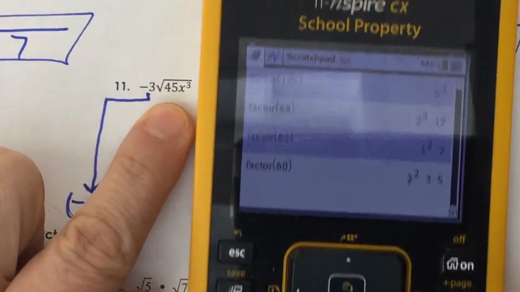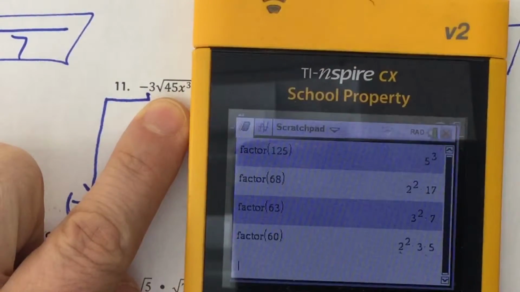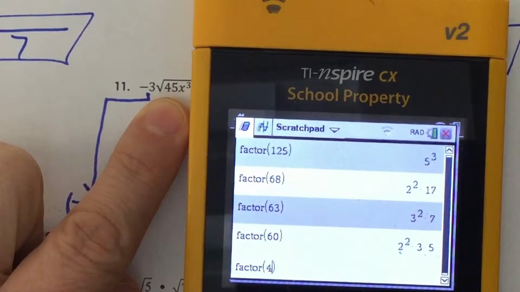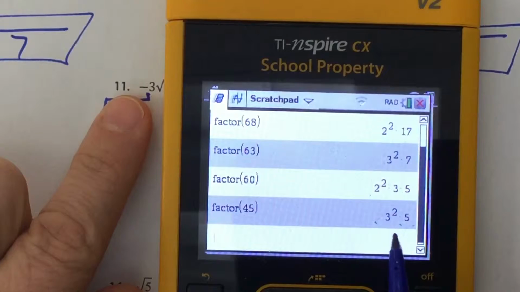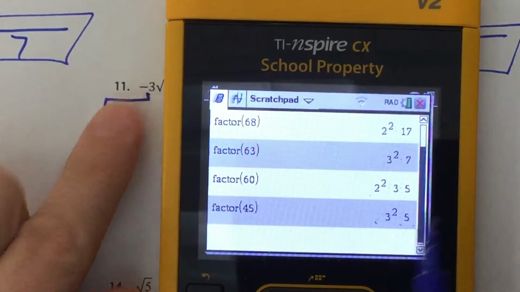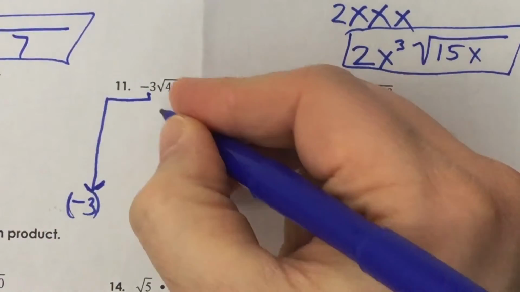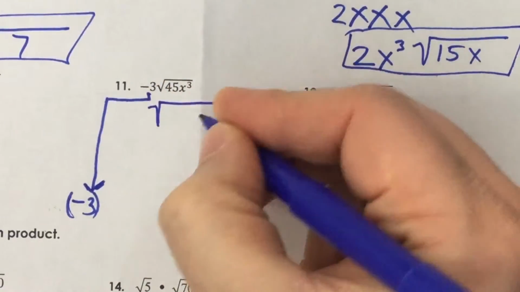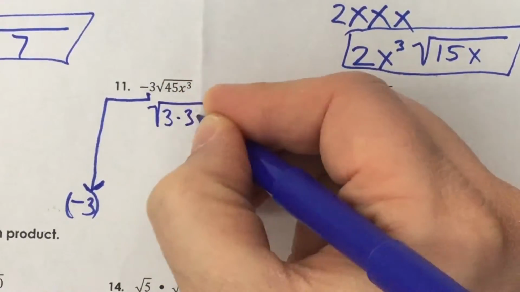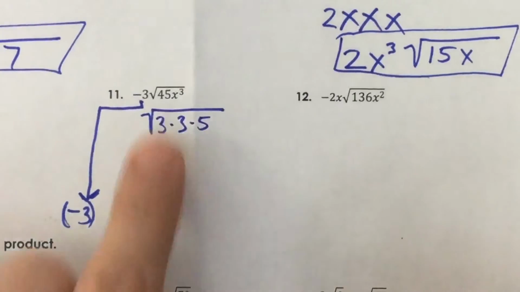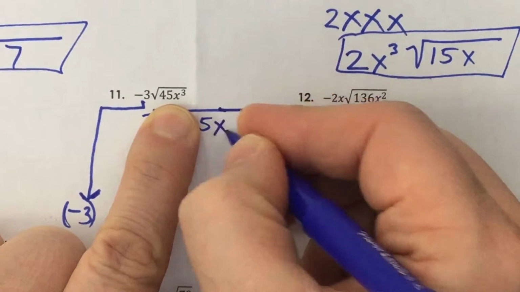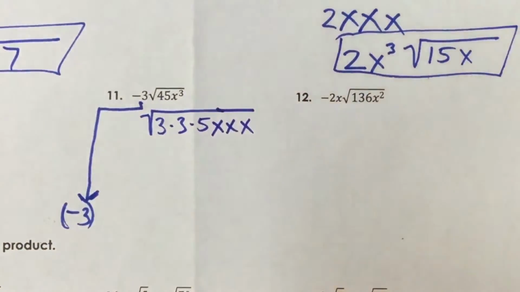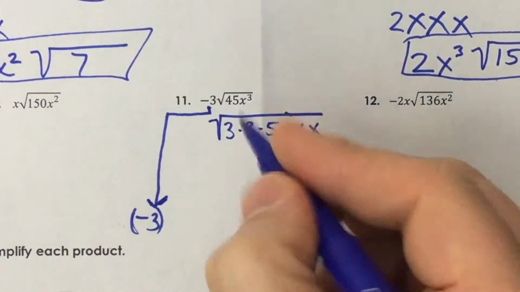So in the calculator, all I put in is 45. I want the factors of 45. So factor 45, I get 3 to the 2nd power, or 2 3's, and a 5. So I'm going to rewrite my radical stuff in expanded form. 3 times 3 times 5. But I also have x to the 3rd power. So also in here I have 3 x's. Now I can circle my pairs and bring out what I can.